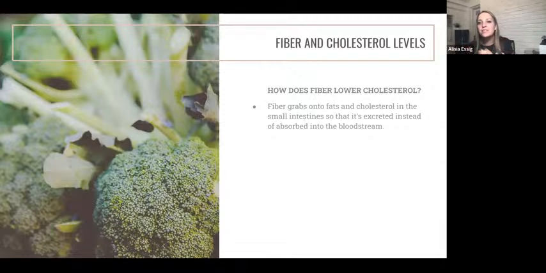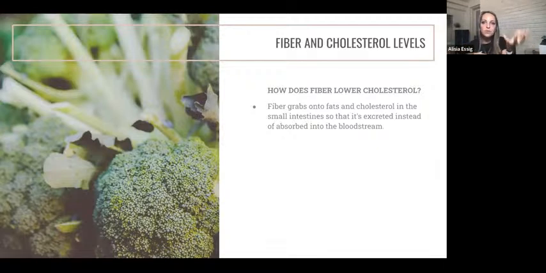Why? Fiber grabs onto the fats and the cholesterol that are hanging out in your small intestines, which is important because your body is really good at recycling. And so if there's cholesterol just hanging out in your intestines, your body will actually reabsorb it into your bloodstream because it likes to recycle things. It's super efficient. So what you want to do to lower your cholesterol levels is eat more fiber, because fiber acts as a scrub brush.